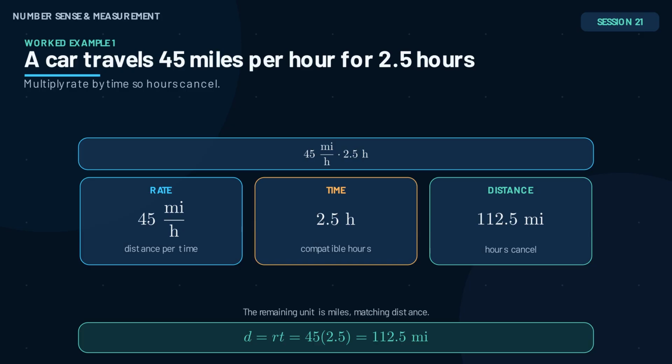A car travels 45 miles per hour for 2.5 hours. Multiply the rate by time. The hour in the numerator cancels the hour in the denominator, leaving miles. 45 times 2.5 equals 112.5 miles. The unit verifies that distance was found.